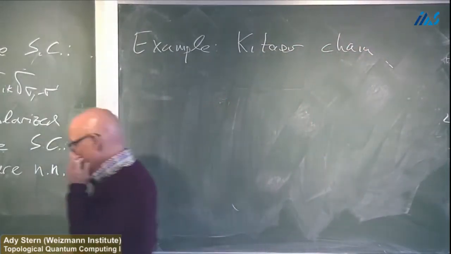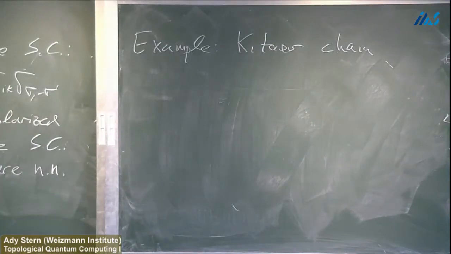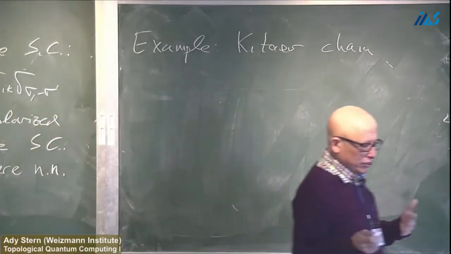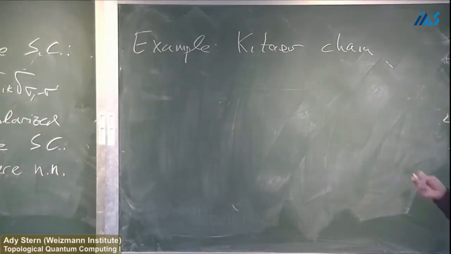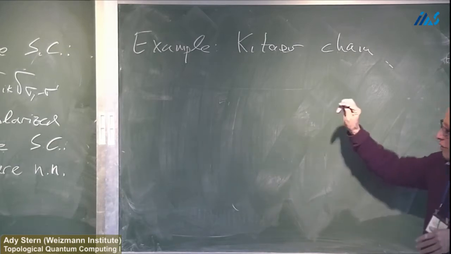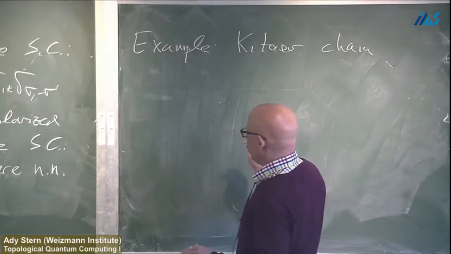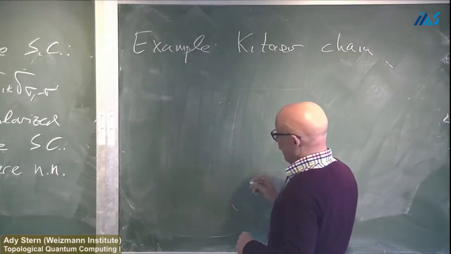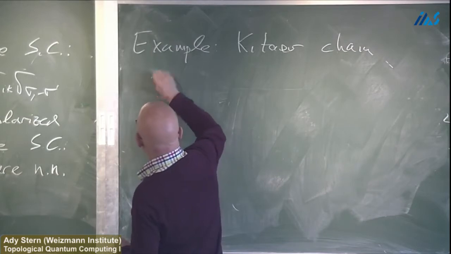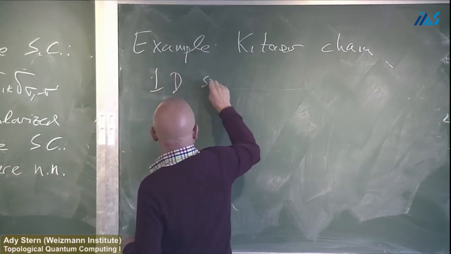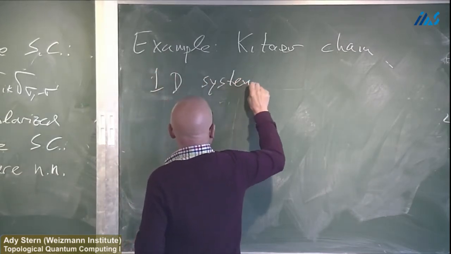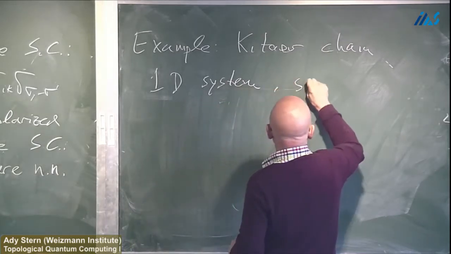The Kitaev chain is named after Kitaev because of a piece of work he did where he introduced this. My understanding is that there are other papers which are more or less contemporary where similar physics is described. But giving a blackboard talk, I don't have the references sorted out properly. In any case, the Hamiltonian, so this will be a 1D system. There will be spinless electrons.